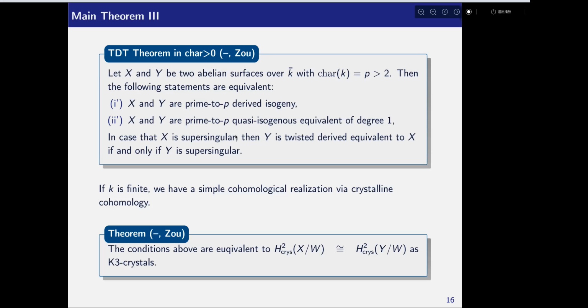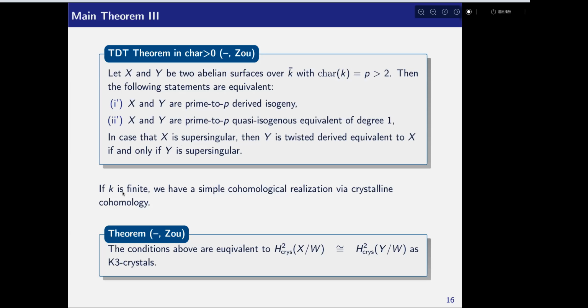But there is an interesting case. If X is supersingular, then Y is twisted derived equivalent to X if and only if Y is supersingular. That means any two supersingular abelian surfaces are twisted derived equivalent. This is also natural because for K3 this is also known. The supersingular case is actually easier than the non-supersingular case.